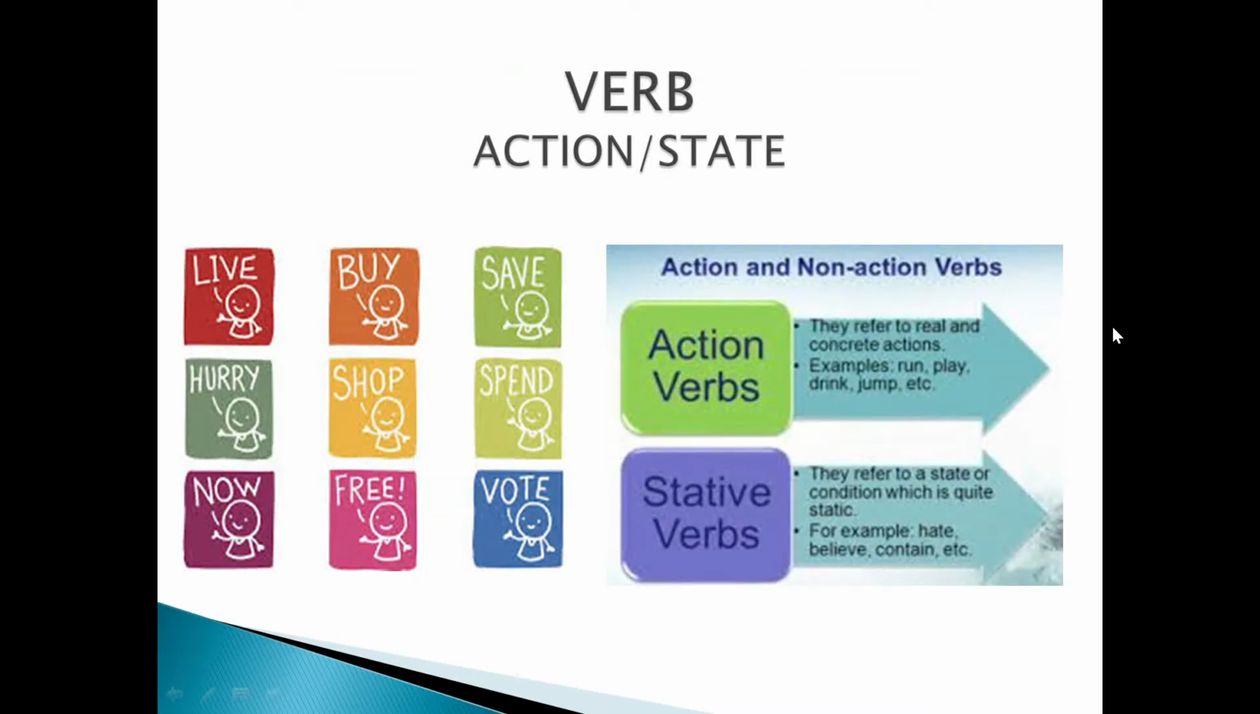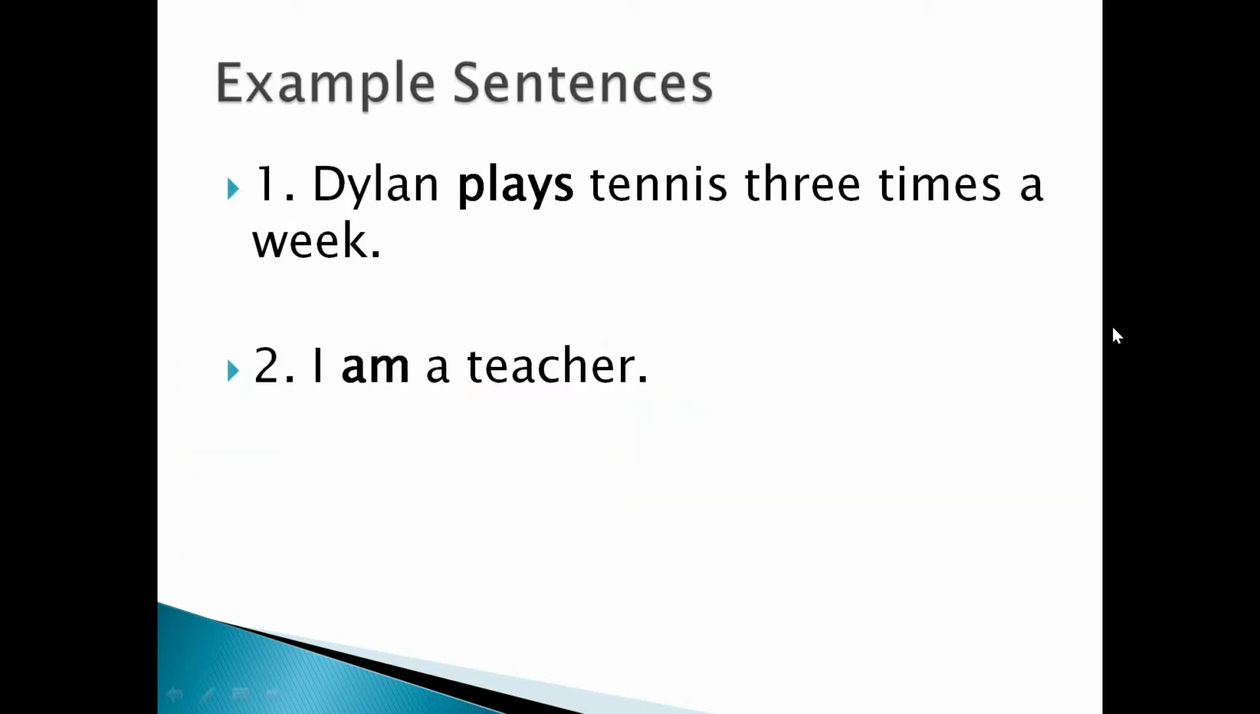Verbs are probably the most important words in the English language, and there are 2 reasons. What does a verb do? A verb is a word that shows some action or state. State means a situation. For example, in the sentence, Dylan plays tennis 3 times a week, the verb is plays because that's the action. When we say plays, we use s or es with the first form of the verb with he, she, or it. So, Dylan plays tennis 3 times a week.